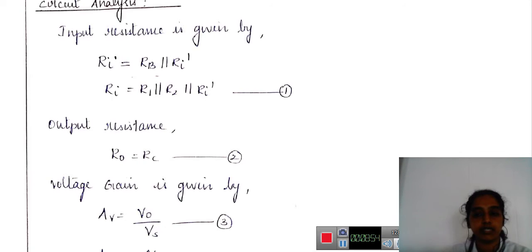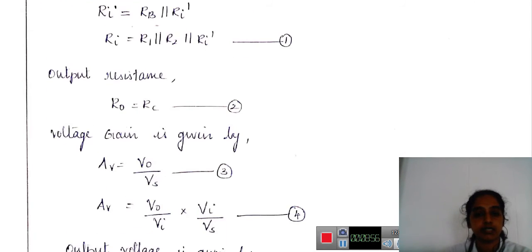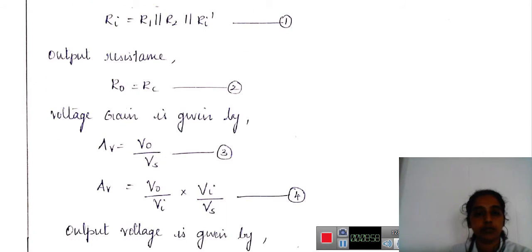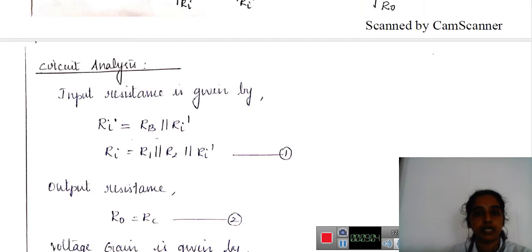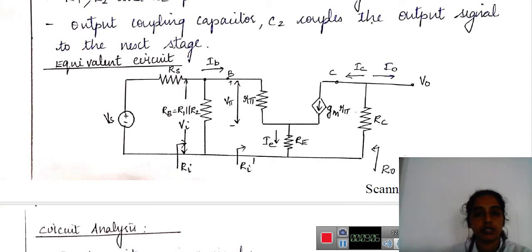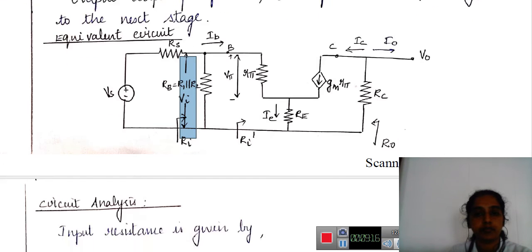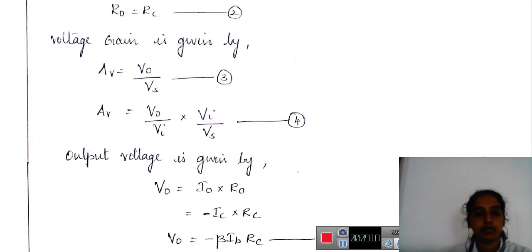Now I have to calculate the gain V0 by Vs. So now I am going to break my output. I am going to consider a voltage Vi. So I am going to multiply and divide by Vi. So here this is my Vi. So V out by Vi into Vi by Vs. So I am going to break the circuit. So what is V0 by Vi?